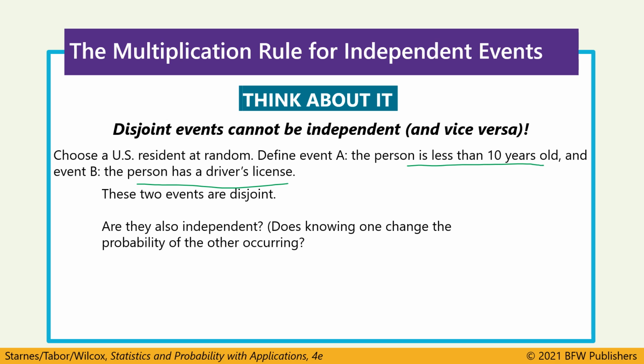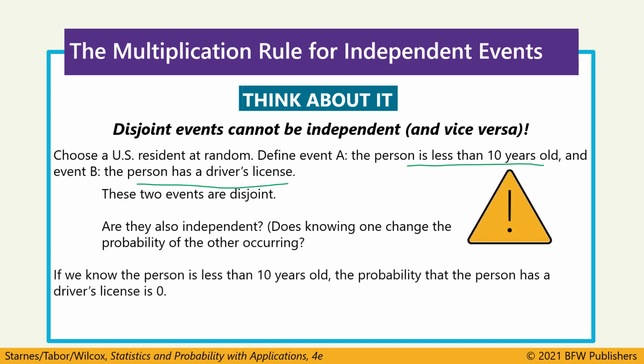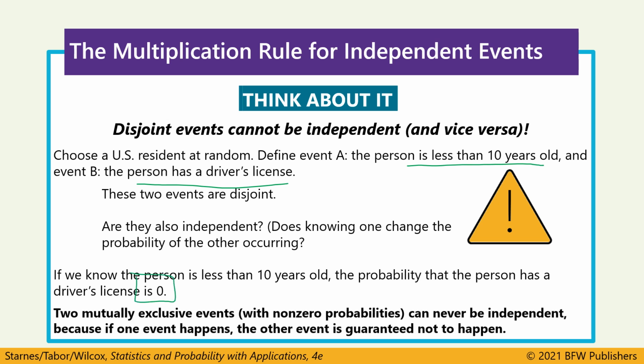Are they independent? Does knowing one change the probability of the other occurring? It does. If we know someone's less than 10 years old, they can't have a driver's license. The probability that they have a driver's license drops to 0%. That probability changed based on the first one. Therefore, they're not independent. And because of that, two mutually exclusive events or disjoint events can't be independent.